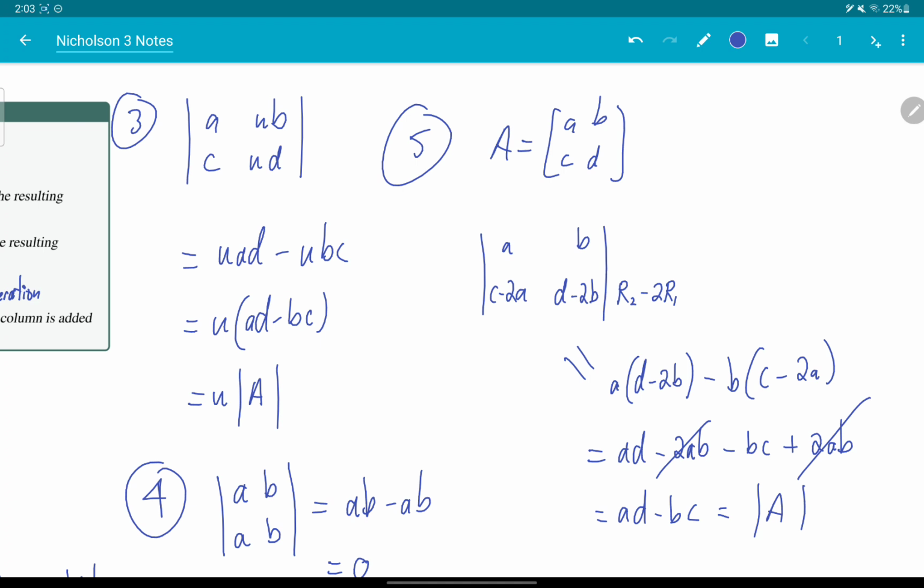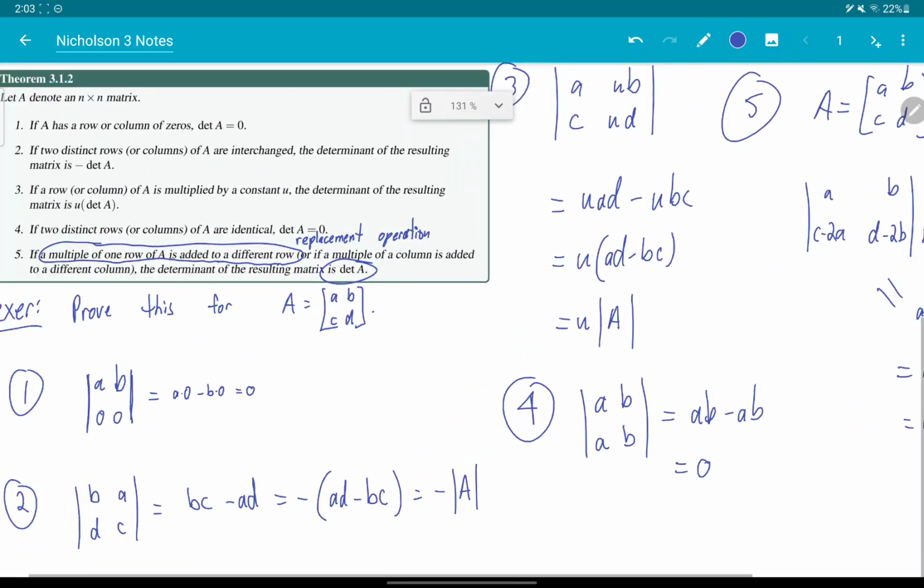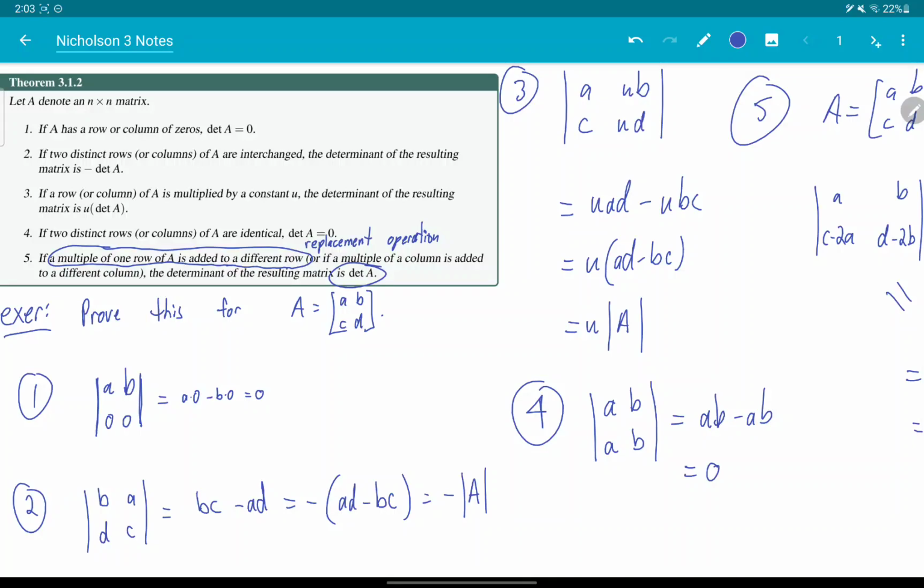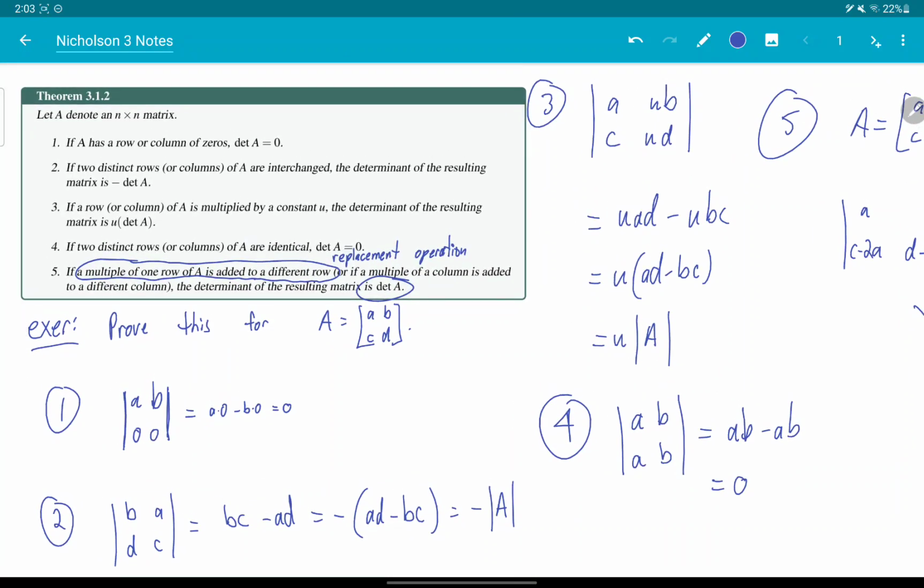Okay, I cannot emphasize enough, this number 5 is especially useful. So we'll be using this left, right, and center. All right, so I've proven this for a 2 by 2, but this is actually true for an n by n. Okay, it's not so obvious, of course, but hopefully you have reason to believe that now.